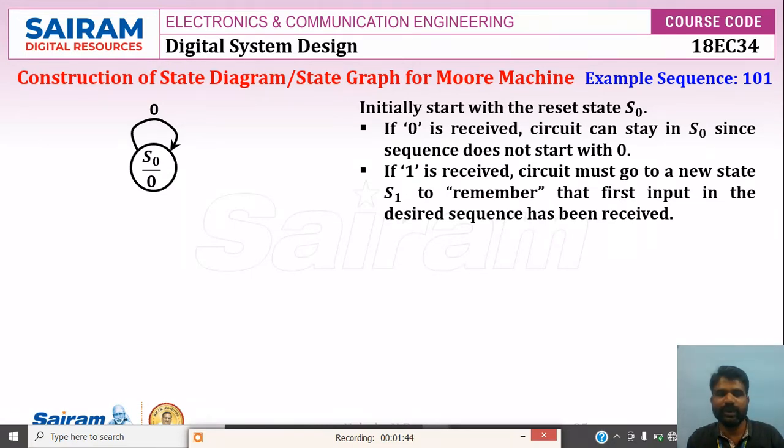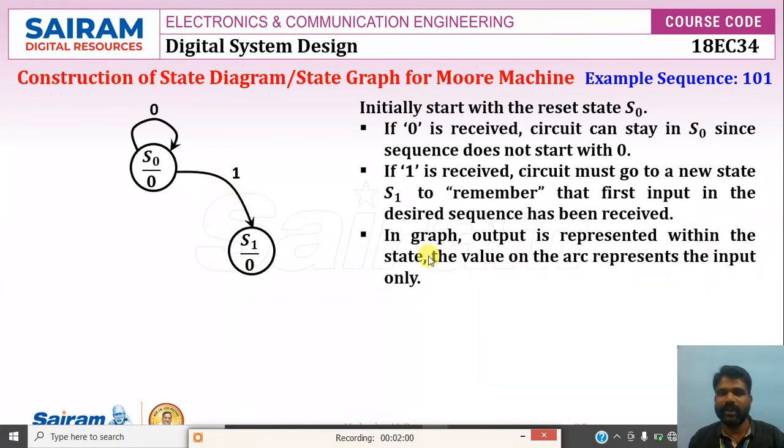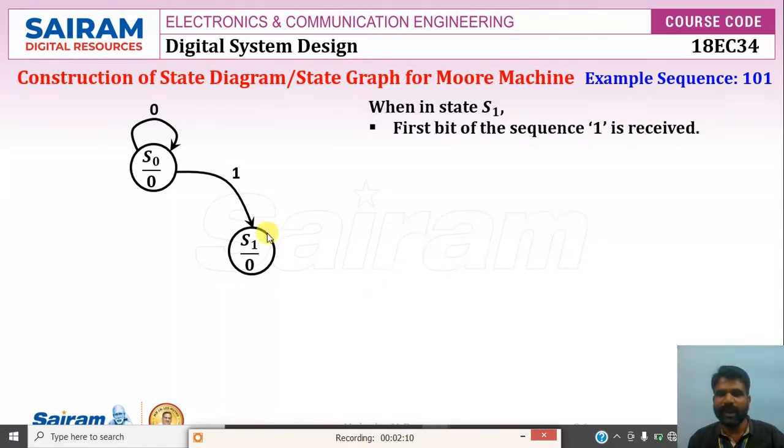If 1 is received, that is the first bit, it will go to new state S1 to remember the first input in the desired sequence has been received. Still the output is 0 and the input is 1. So the difference in the graph: output is represented within the state, and the value on the arc represents input only. We are in S1, which means the first bit of the sequence, 1, is received, waiting for the second bit, that is 0, to be received.